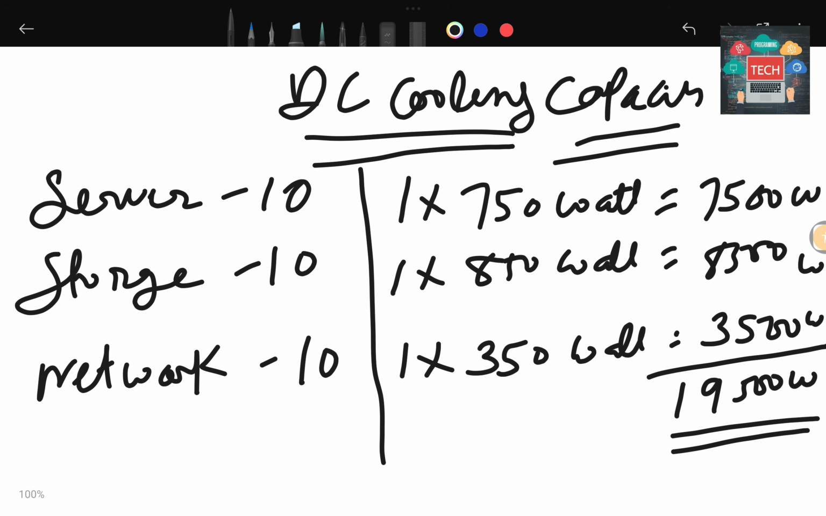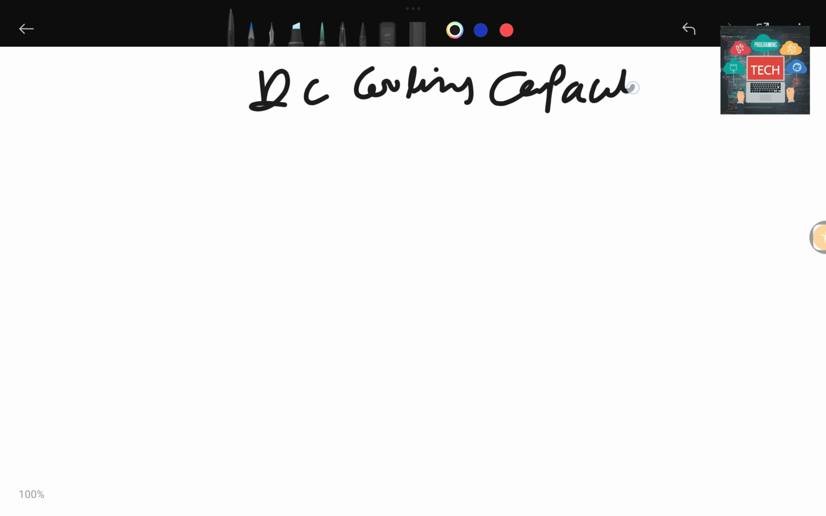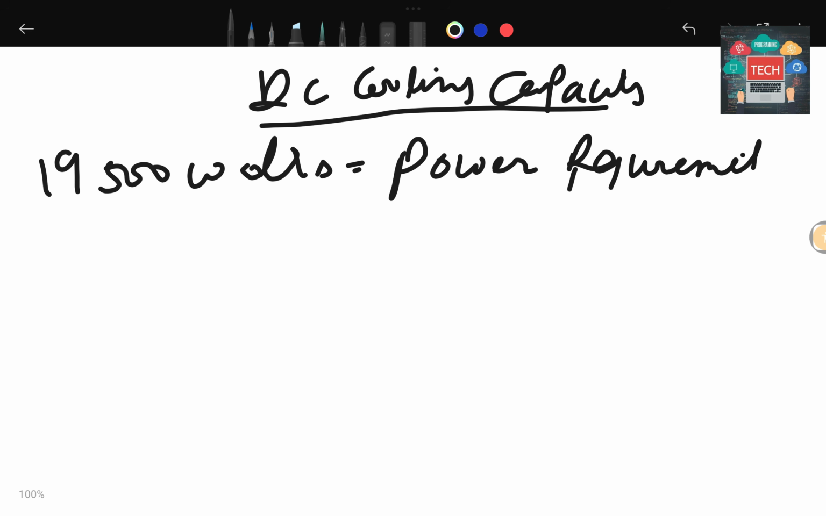So our total was 19,500 watt. Okay, clear. So we found 19,500 watt. That is our power requirement for all the infrastructure.